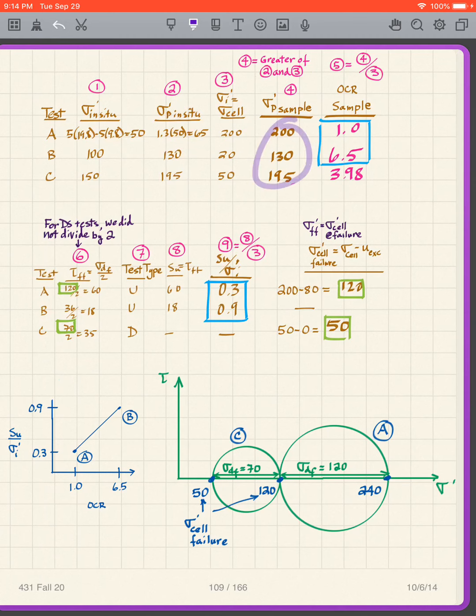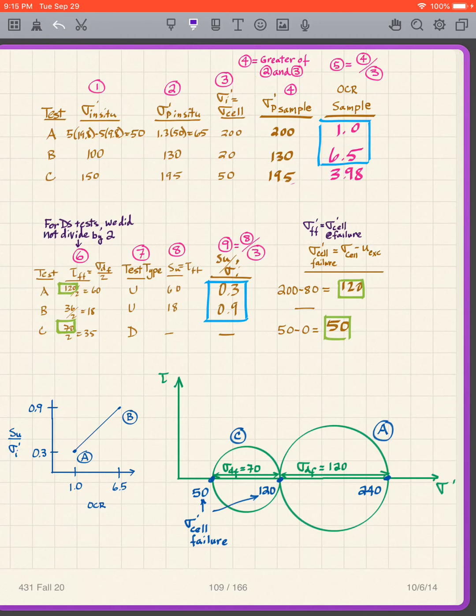So we get our sigma prime P of our sample, and then what do we want? We want our OCR of our sample. And again, what's OCR? Sigma prime P over sigma prime I. So there's sigma prime P, there's sigma prime I, and so column 5 is column 4 divided by column 3. So we get the OCR of our sample, and we got a 1.0 for that one, 6.5, 3.98, so all different OCRs.